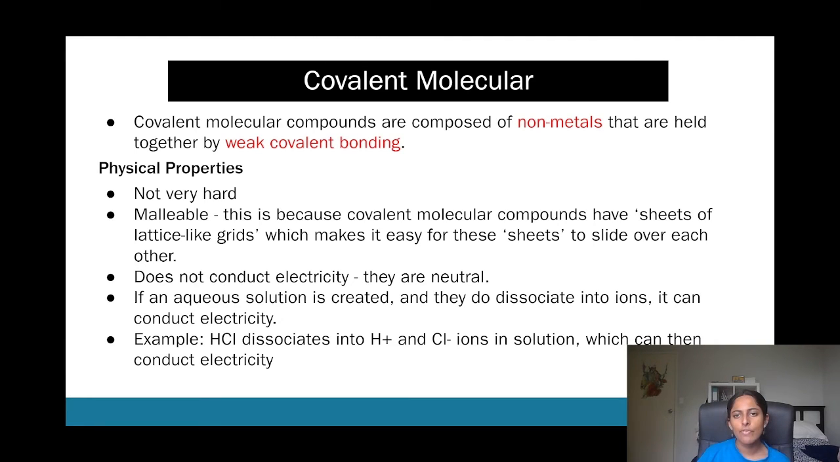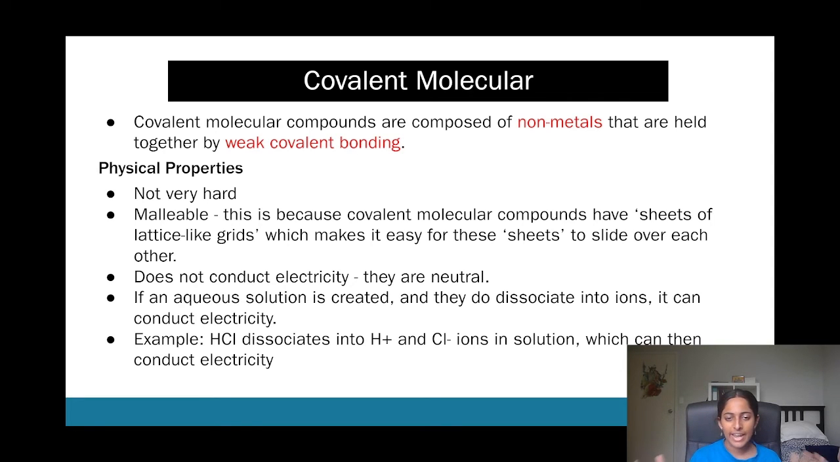You also have something called covalent molecular. In this case, you have weaker covalent bonding. As a result of the weaker bonding, it's pretty malleable. You can allow it to move. For example, graphite is an example of covalent molecular, because it has that weak bonding. It's not going to be as strong, and it's able to move because the layers can just slide over each other. It's not really very strong either, and it doesn't conduct electricity either.